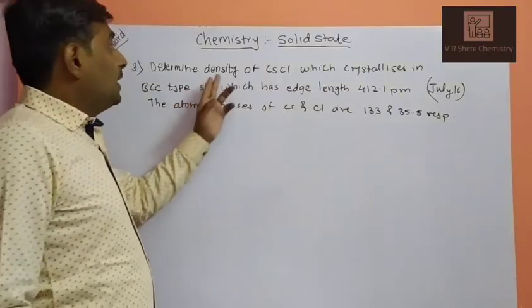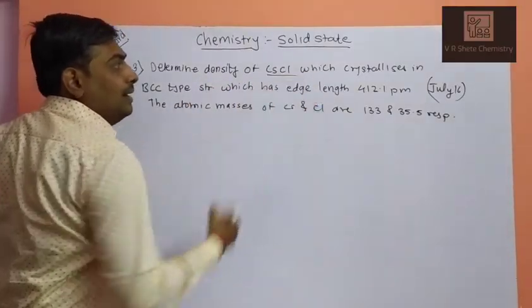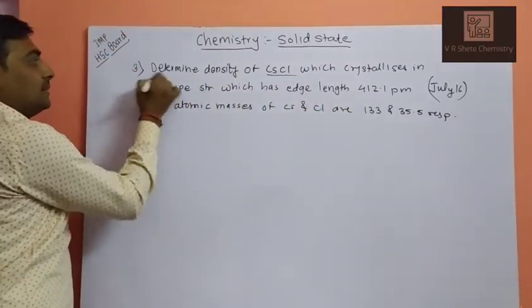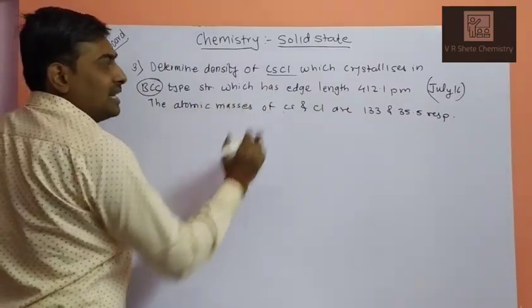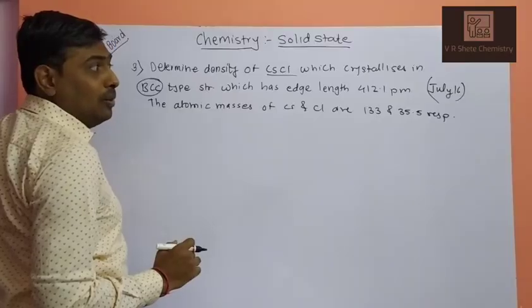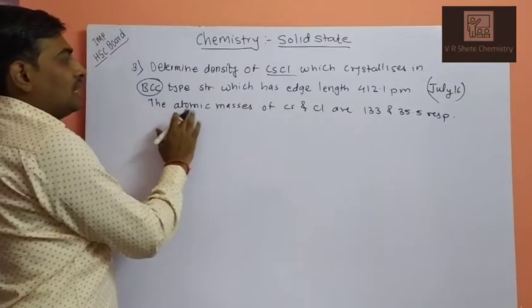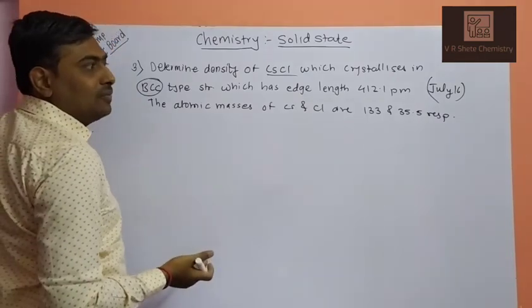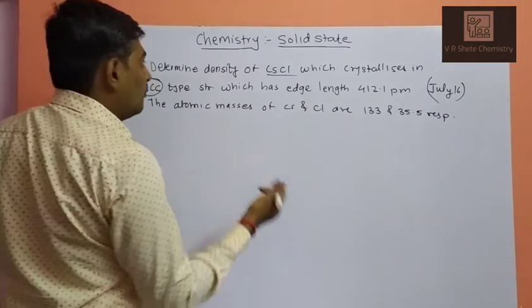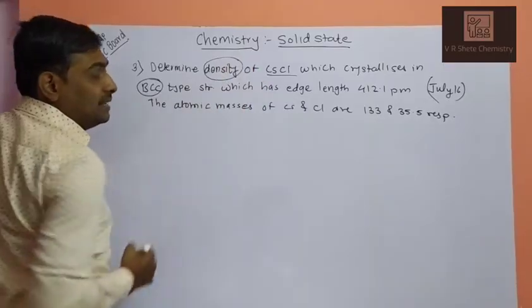Next question. Determine the density of cesium chloride which crystallizes in BCC, meaning body centered cubic type structure, which has edge length 412.1 picometer. The atomic masses of cesium and chlorine are given as 133 and 35.5 respectively. So we have to determine the density.